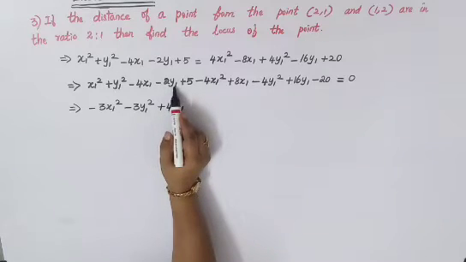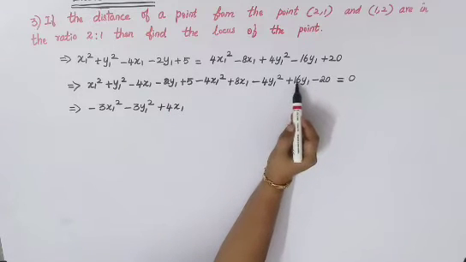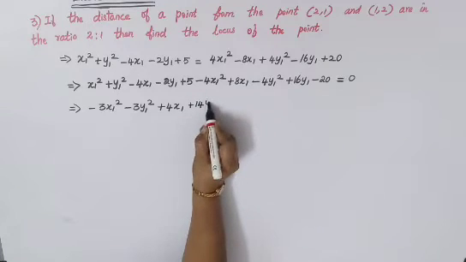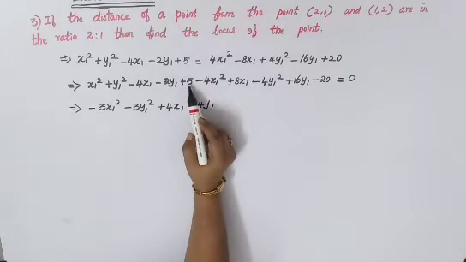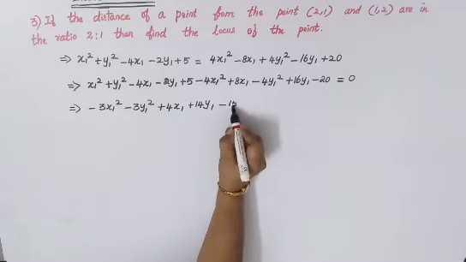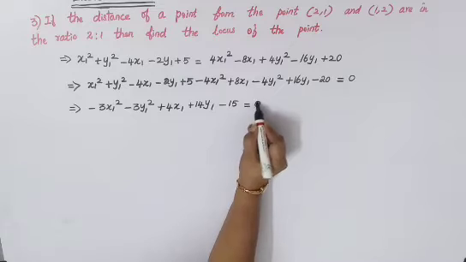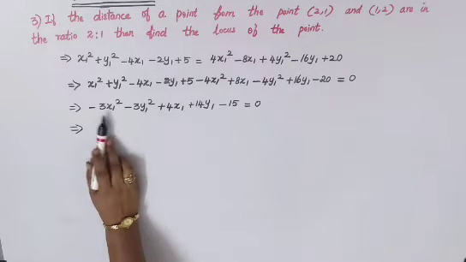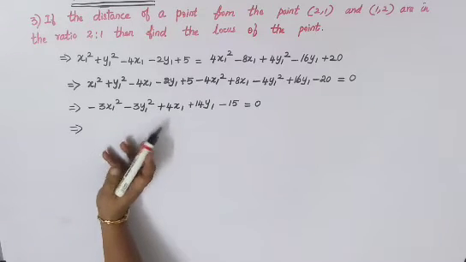Now for your y1 terms, minus 2y1 is here, and here it is plus 16y1, so subtracting you will get plus 14y1. Now going to your constant, here plus 5 is there, here minus 20, subtracting you will get minus 15, which is equal to 0. So your last step, since we have got minus in the first term, we'll just change the symbol for every term.